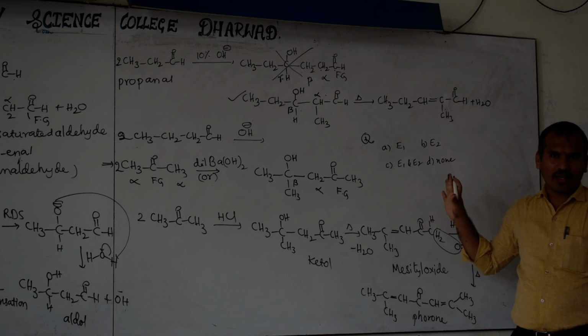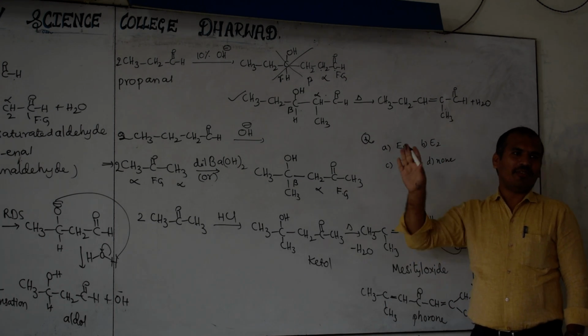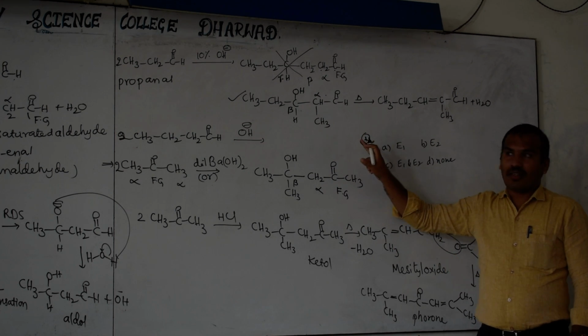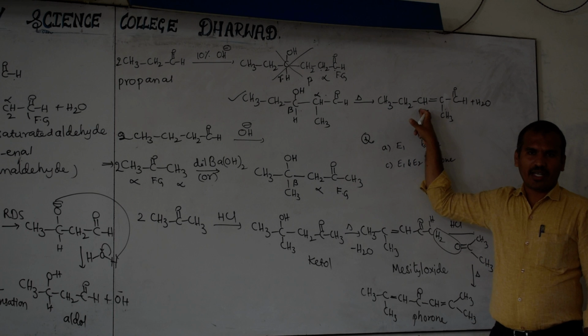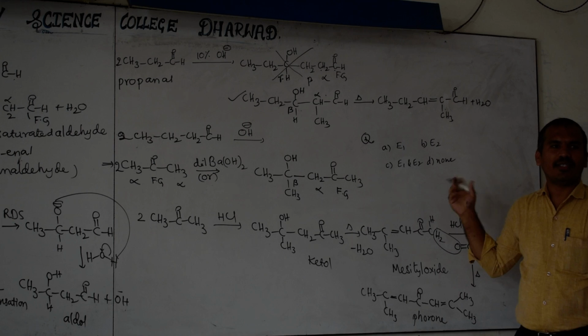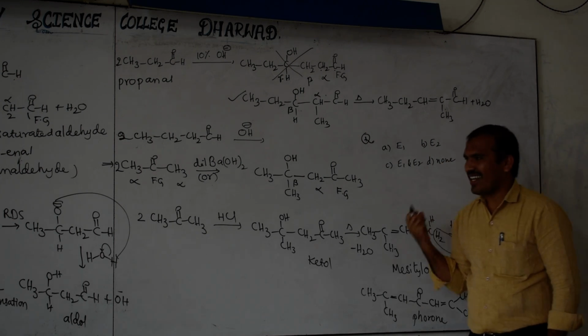I am not explaining here. Already you learned in the previous section. Based on that knowledge you decide. The question is, in the condensation of aldol reaction, what is the mechanism? E1 or E2 or both or none? You decide. If you don't know, later you can ask.